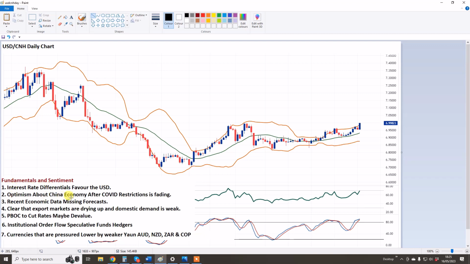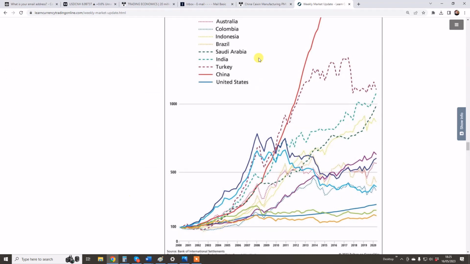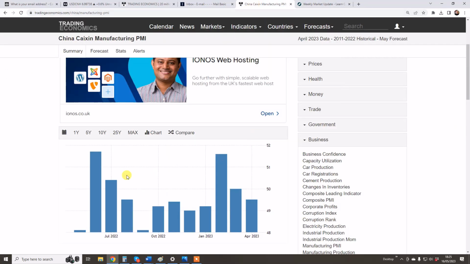Why? Optimism about the China recovery after COVID restrictions were lifted is fading. And you can see, in terms of recent economic data, it's missing forecasts. Let me just give you a couple of examples. I need to go here. This is China manufacturing PMI, a leading indicator.